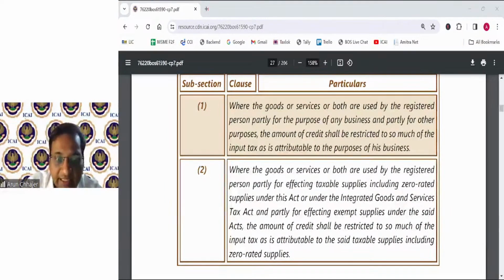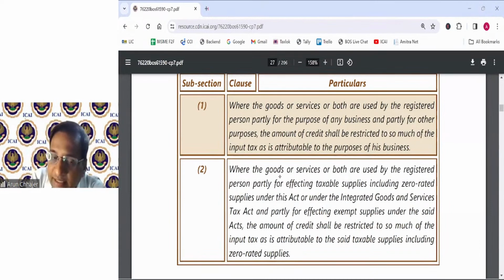The difference is Rule 42 talks about input and input service, and Rule 43 talks about capital goods. Thank you so much for your lovely participation. Correct, Viraj.